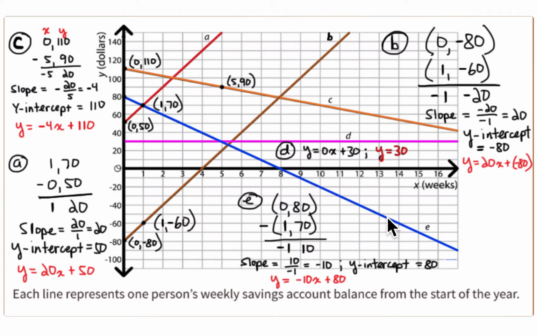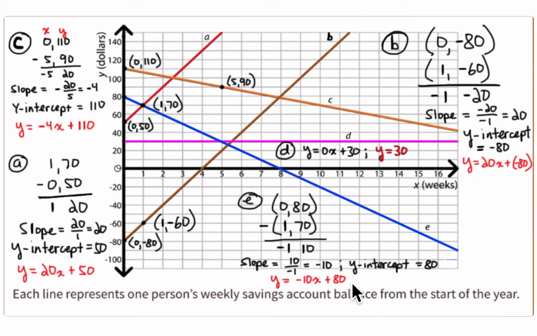And if they continue, they're going to continue to spend money that they don't have. So this equation is y equals a negative 10 times whatever the number of weeks, plus they start out with $80, so you have to add that $80 in the beginning. So 0 minus 1 is a negative 1. 80 minus 70 is a positive 10. So also using the subtraction of these points, you also get a 10 divided by negative 1, which is negative 10. Y-intercept once again is 80. So you get this equation, y equals negative 10x plus 80.